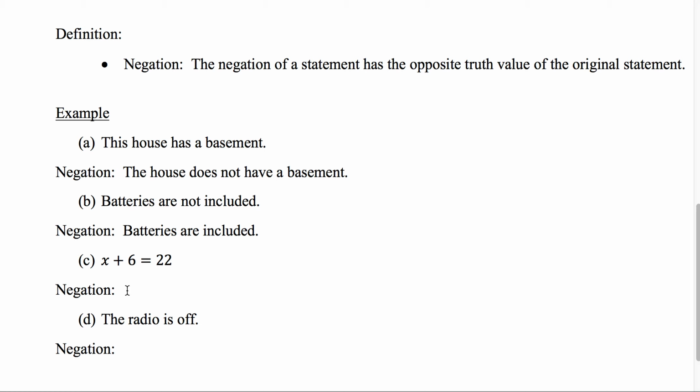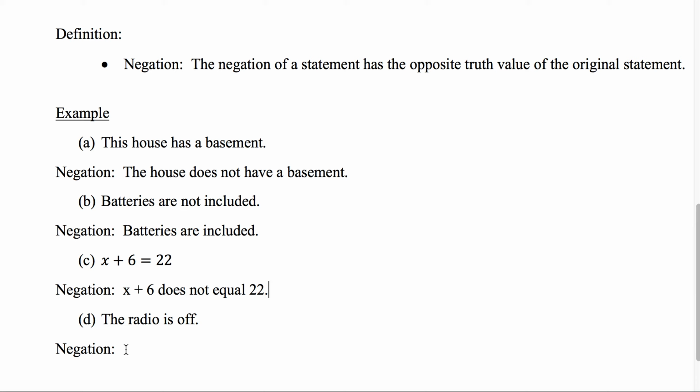For part C, x plus 6 equals 22. We're going to write x plus 6 does not equal 22. And you can either write that out in words or you can put a slash through the equal sign. So just because I'm typing, I'm going to write it out in words. But in class, we wrote the slash through the equal sign.